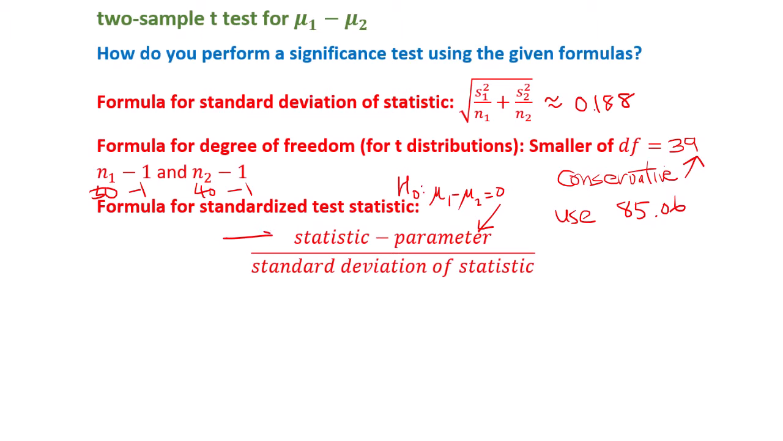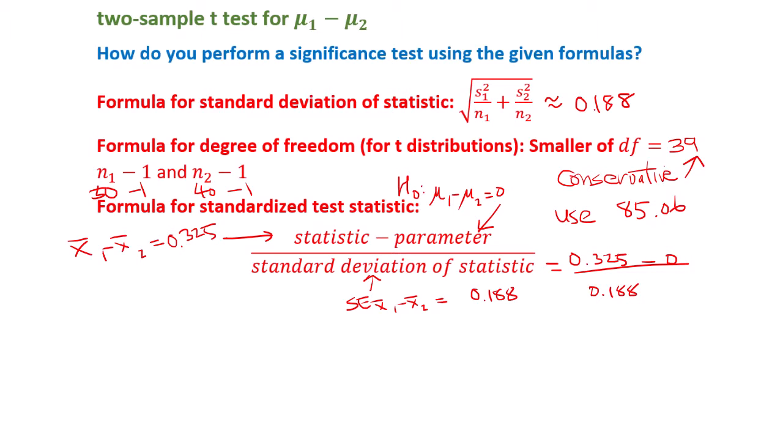The parameter is going to be 0 here because in our null hypothesis, we stated that the difference in the population means is equal to 0. That will be our parameter. The statistic, which describes our sample statistics, is going to be the difference in our sample means, which is 0.325. The standard deviation of statistic is the standard error, which we calculated to be approximately 0.188. Plugging these numbers into the formula, we get 0.325 minus 0 over 0.188, which is approximately 1.72. This is the test statistic, which is the t critical value.